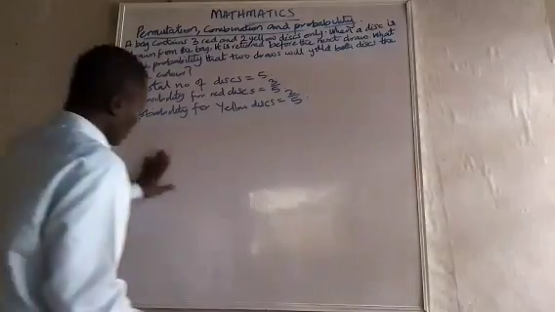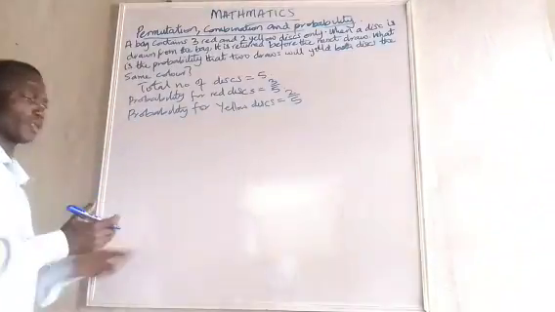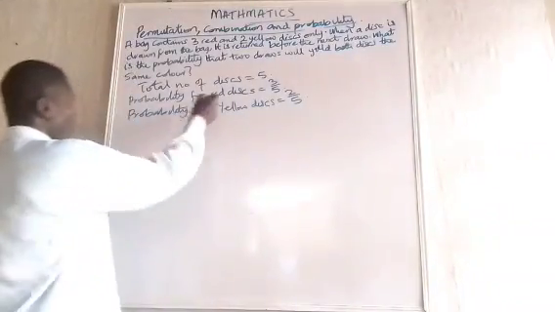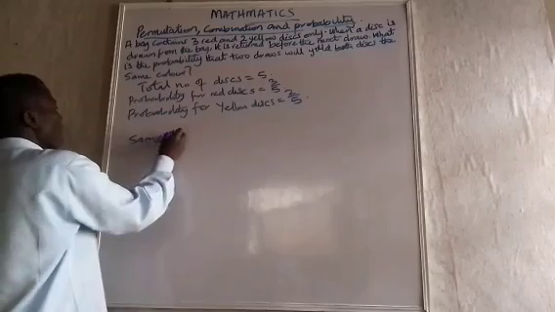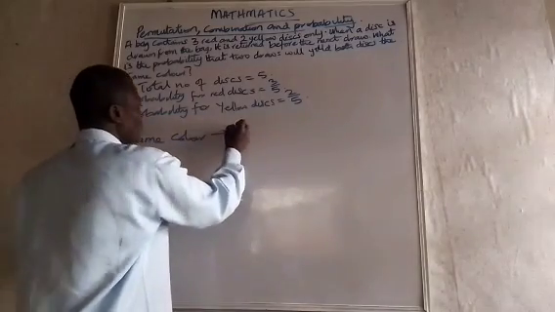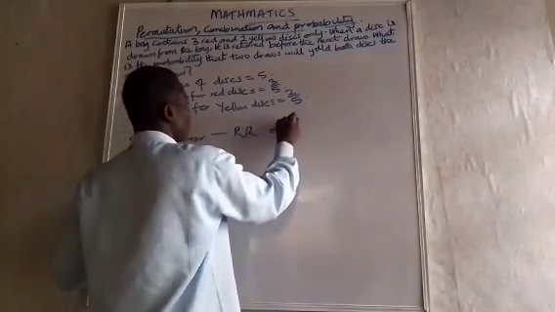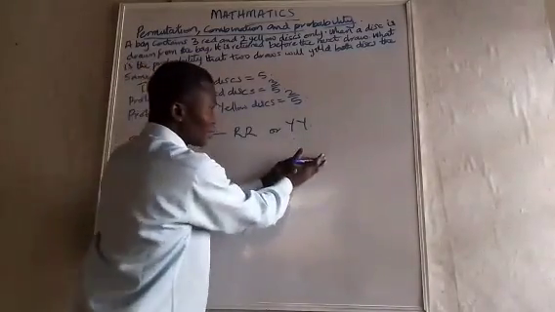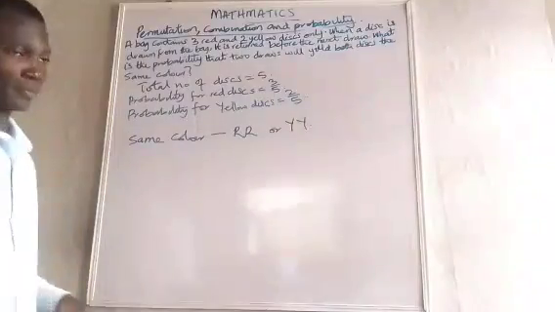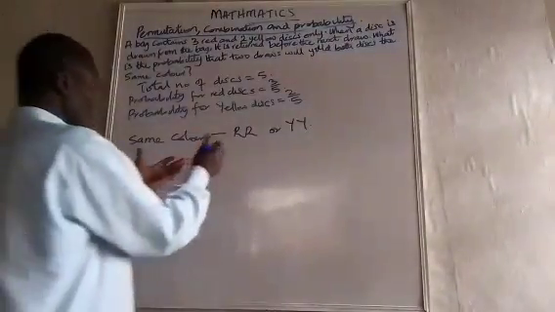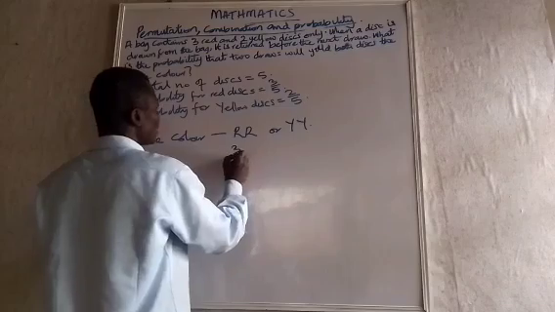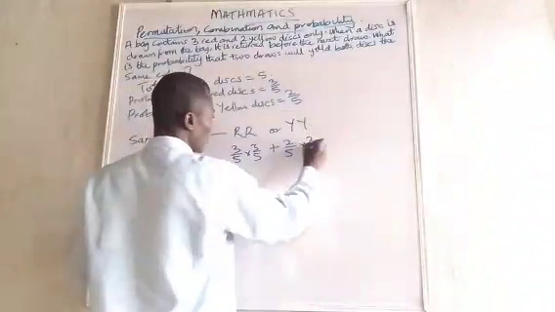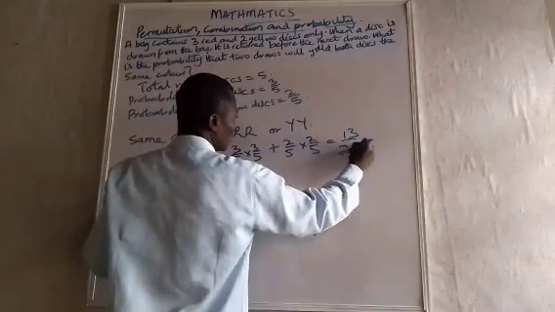Another way to look at it is just to list it. What are the kind of possibilities you can have? That is the same thing the tree diagram had done. So you can just say, okay, for same color, you can have red, red, or yellow, yellow. Simple. And then you find the probability of red, red, and the probability of yellow, yellow. And you have been shown how to do that. It is going to be 3 over 5 times 3 over 5 plus 2 over 5 times 2 over 5, which is 13 over 25.